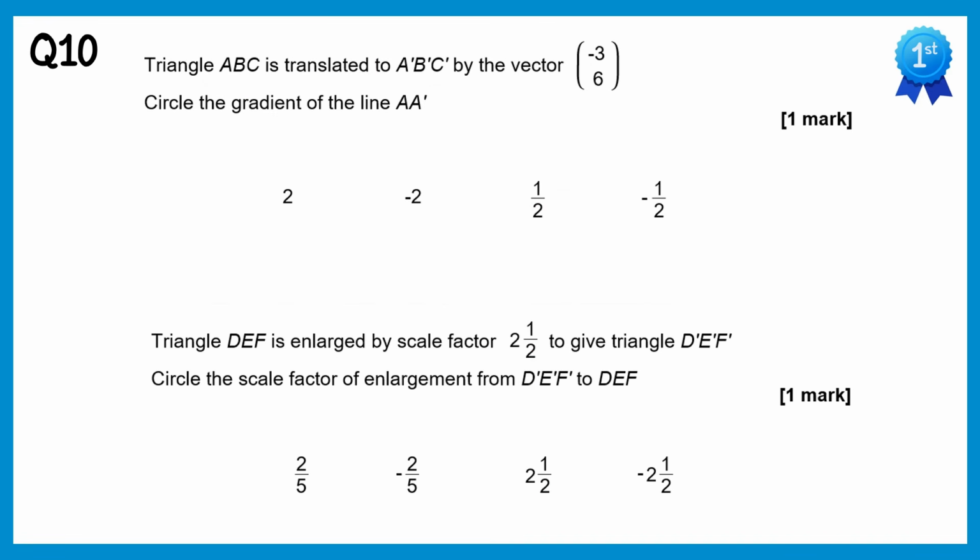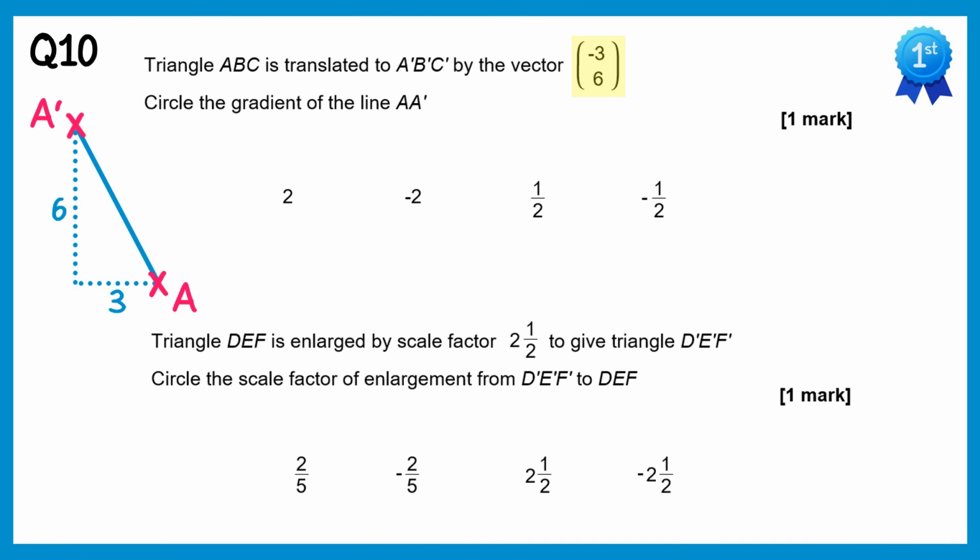For this question, we have a triangle which has been translated by this vector. So let's imagine we had a point on that triangle, we'll call it A. We're going to translate it 3 to the left, and then it's going to go 6 up. And then we'd end up here, which is the image of A. So we're asked to work out the gradient of the line connecting A and its image. To do this, we need to work out the horizontal and vertical distances. We just moved left 3 units, and then we went up 6 units.